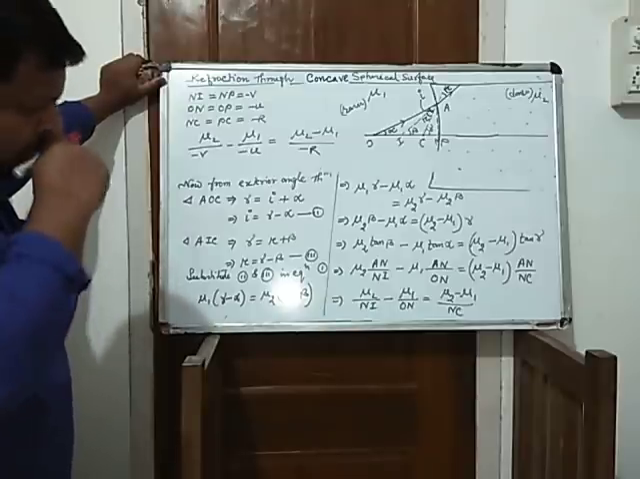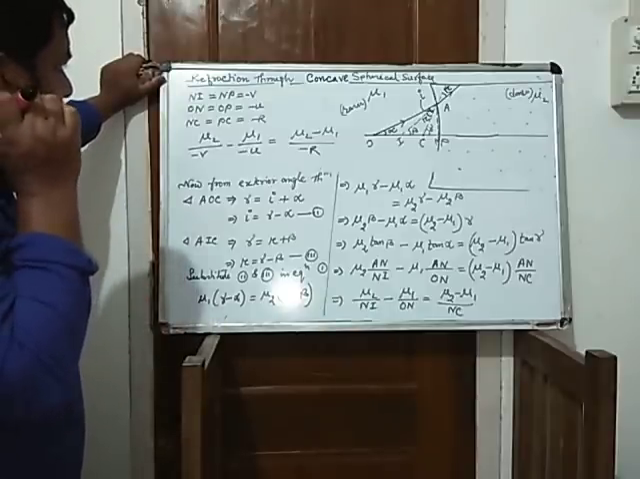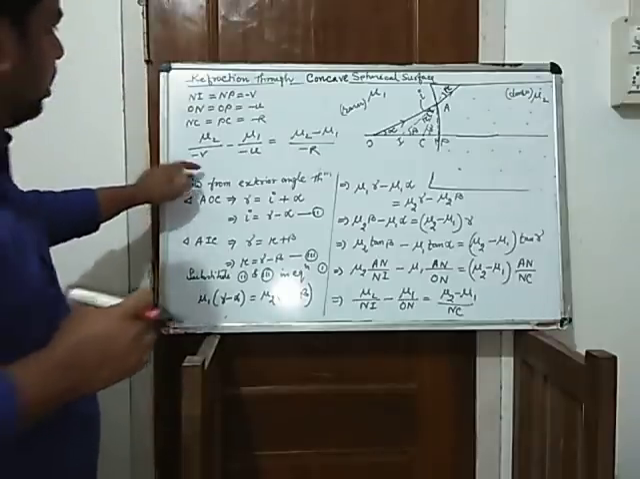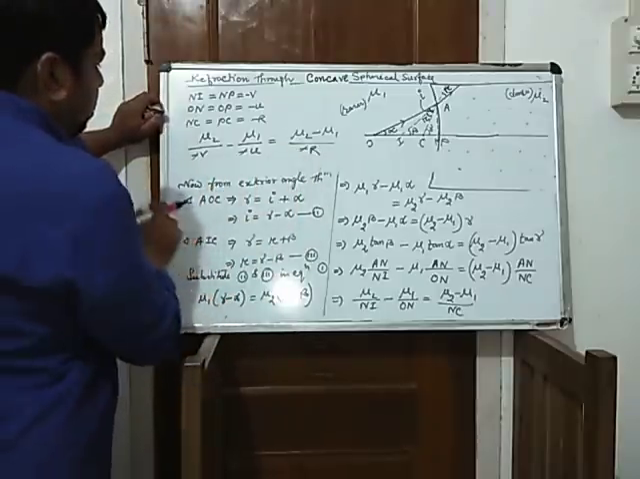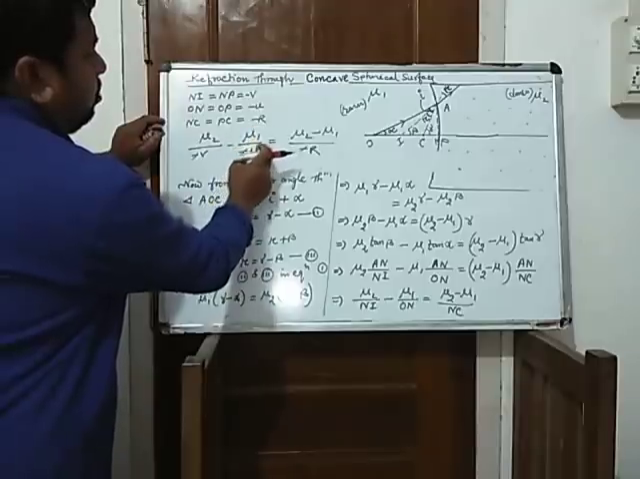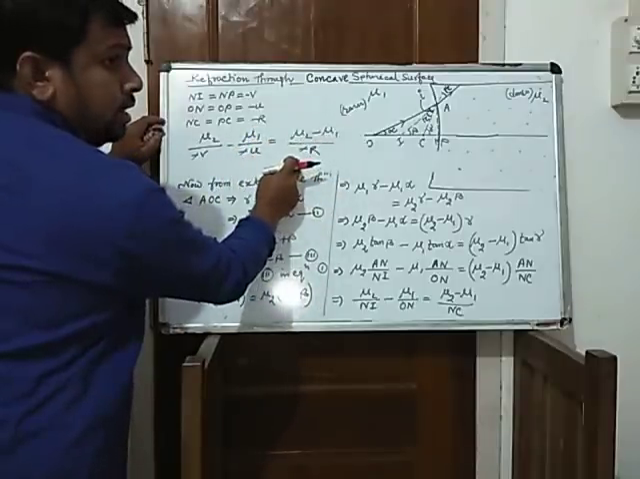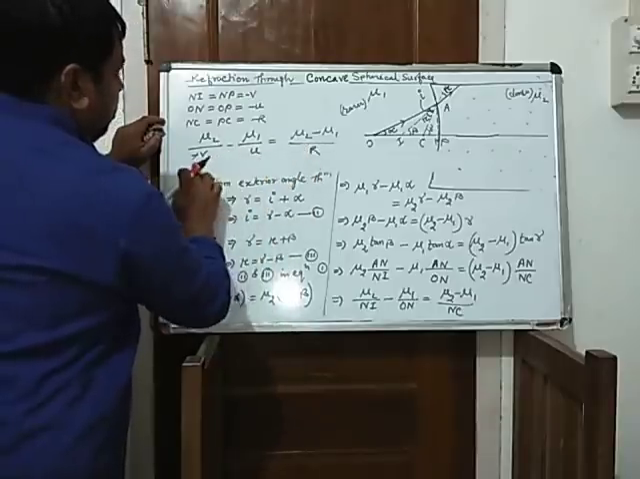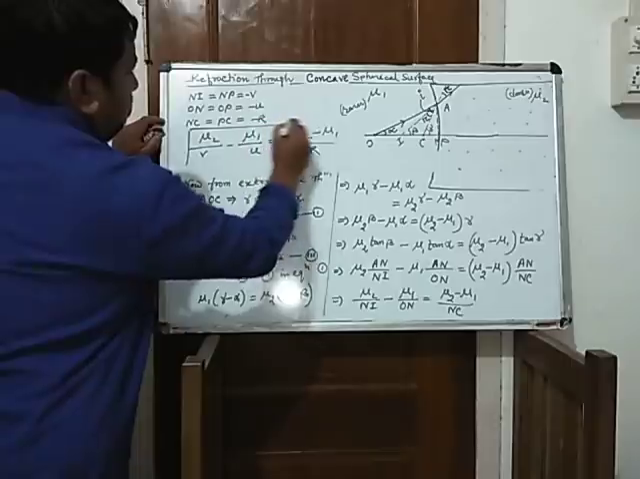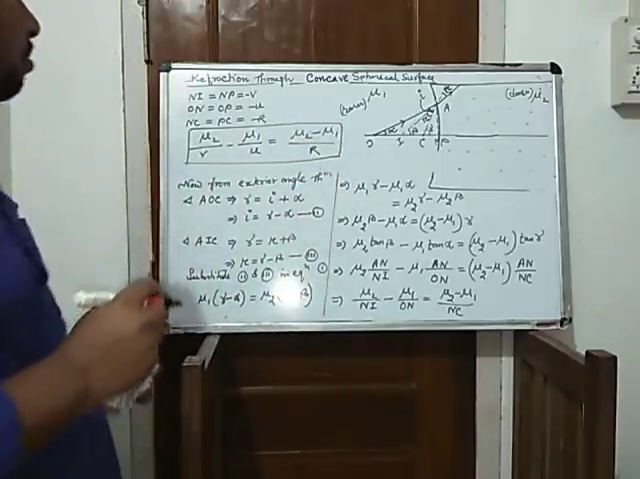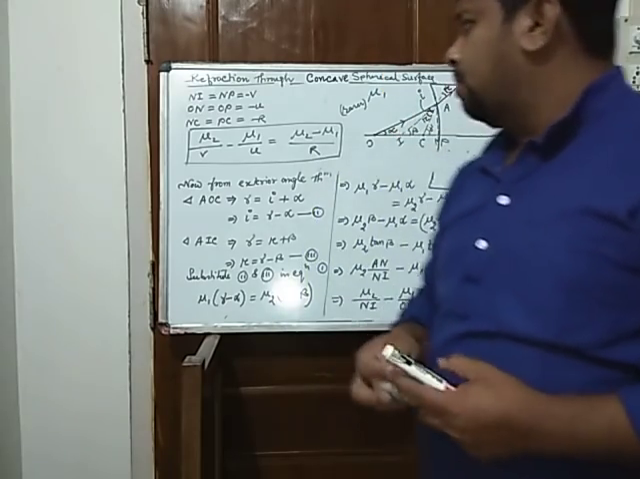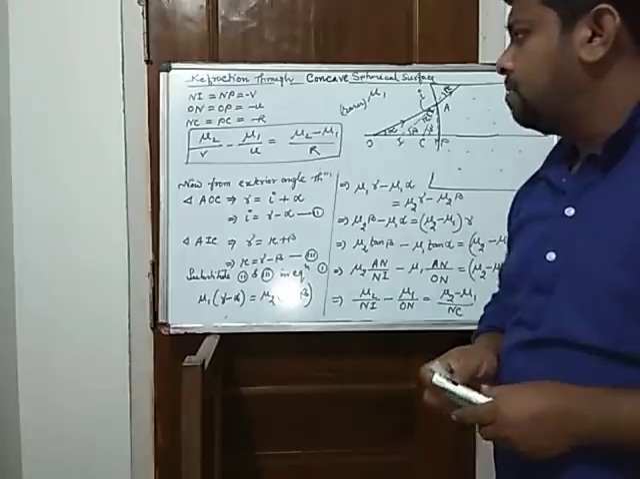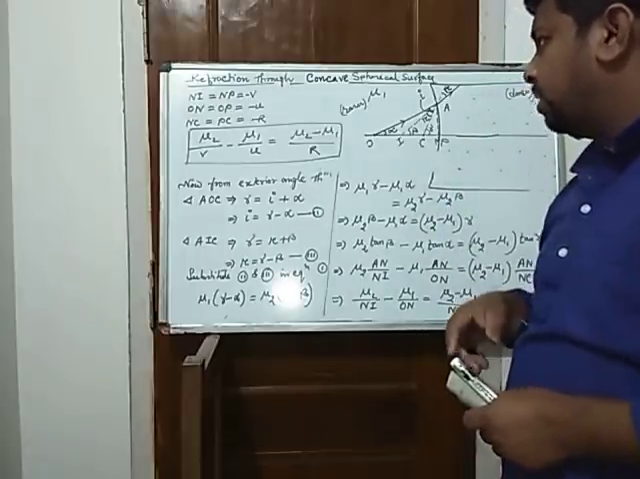So this is the formula: mu 2 by v minus mu 1 by u equal to (mu 2 minus mu 1) by R. Whether it is a concave surface or a convex spherical surface, this formula remains the same: mu 2 by v minus mu 1 by u equal to (mu 2 minus mu 1) by R.